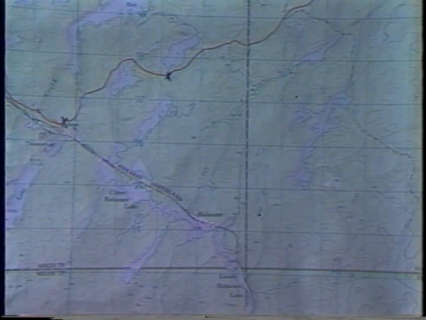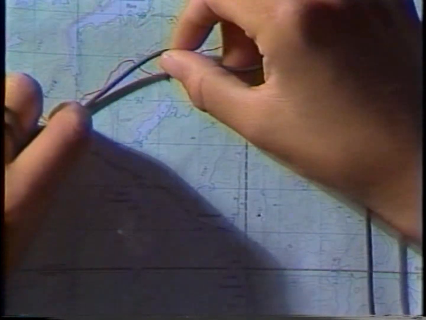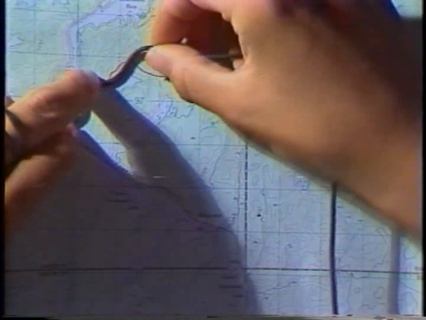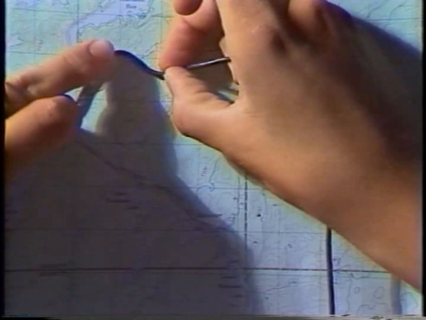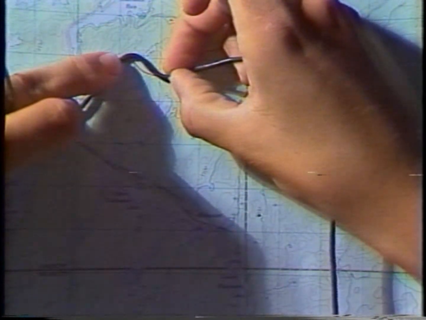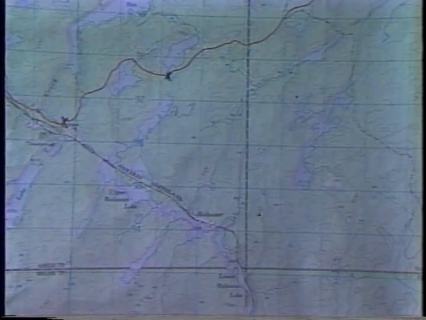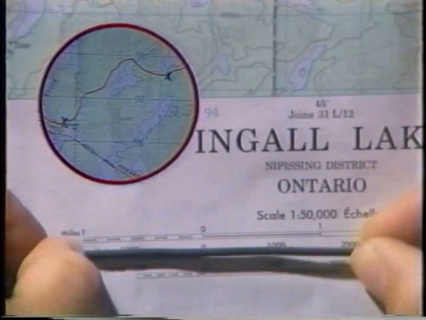When the route between 2 points is not straight, normally the case with wilderness travel, the distance can be calculated with a piece of string or rope. Lay it over the route covering all parts from start to finish. Mark the length, then lay it along the scale.